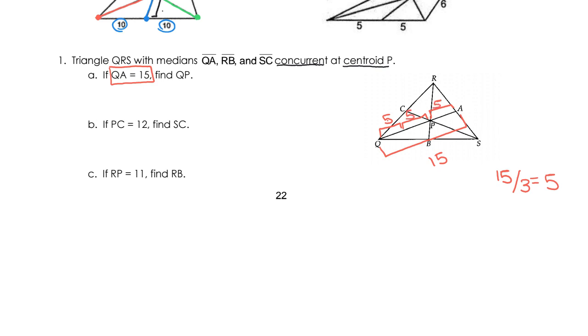Okay, so now we're going to go and look at the question. What do they want us to know? QP. So if I go and I look at QP, Q to P, hopefully you can see that there's 2 5s in QP. Therefore, QP is going to equal 5 and 5, which is 10. Okay, all right, I'm going to erase my picture so we can do the next ones without getting too much going on in here.